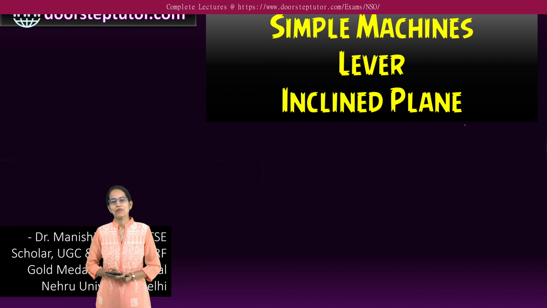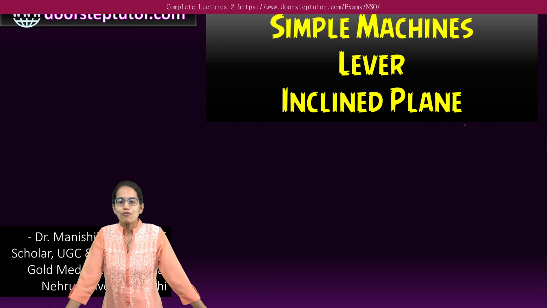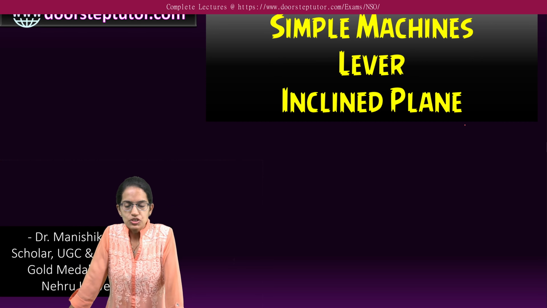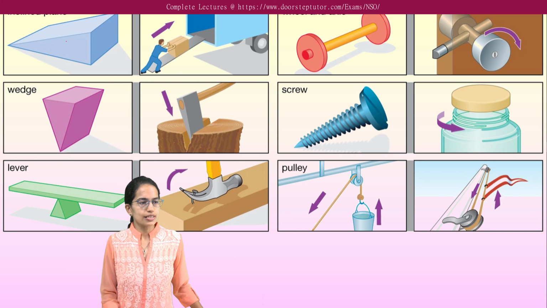Welcome. In this section, we would focus on simple machines. Now, simple machines can be of various types. The most common machines we talk about are lever and inclined plane. So, here is an inclined plane.